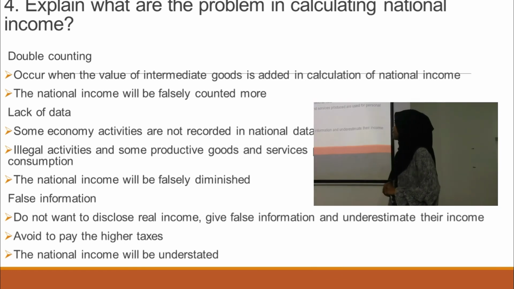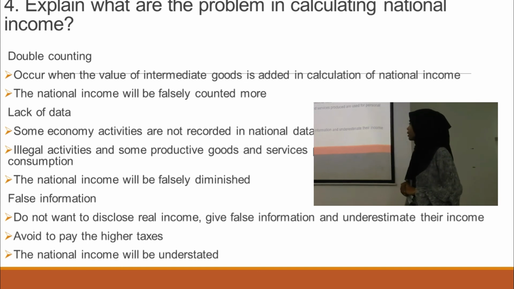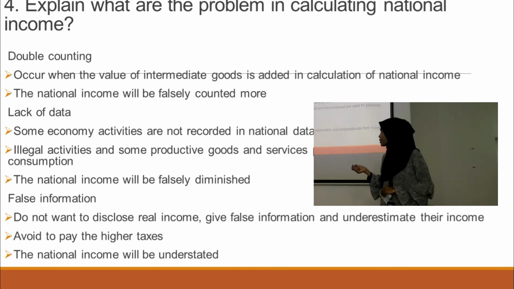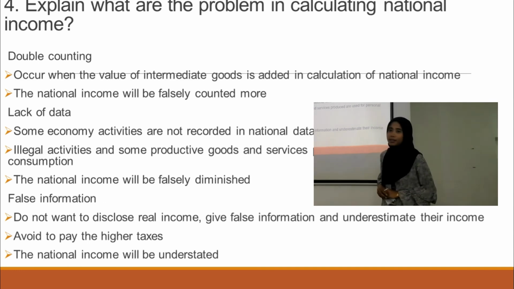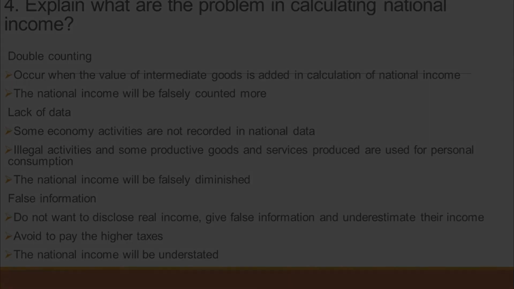Third, false information. People do not want to disclose their real income, give false information, and underestimate their income. This happens because some companies avoid paying high taxes, so this will cause the national income to be understated. Okay, so thank you.